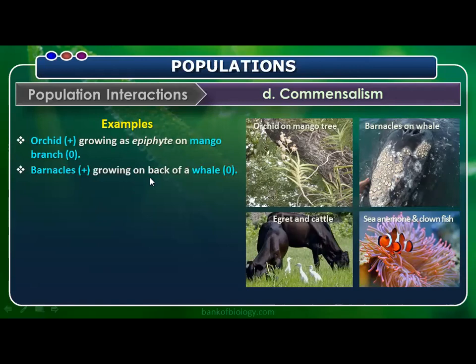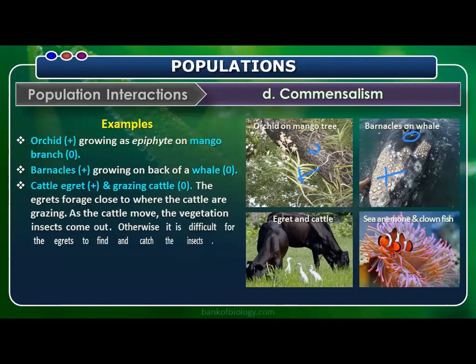The barnacles growing on the back of the whale, you can see here. The barnacles are sedentary organisms. So then nothing happens to the whale. So who is plus here? Barnacle is plus and whale is 0. Okay, the orchid growing as an epiphyte on a mango branch, orchid is plus, that means it gets benefit, and the mango tree is 0.